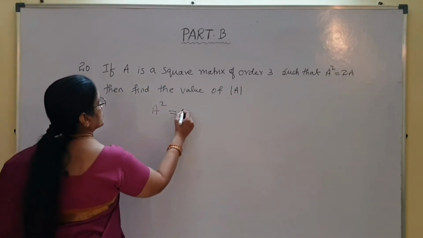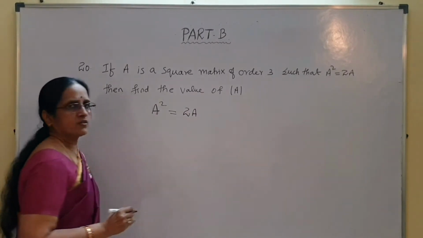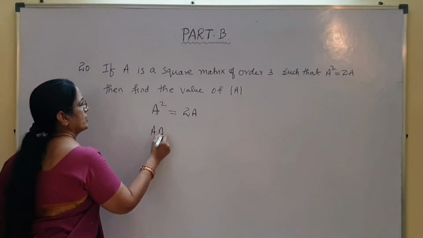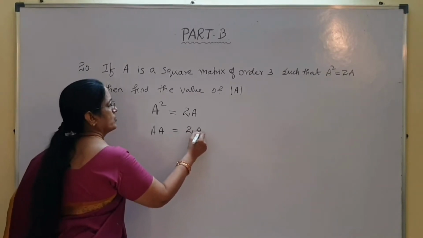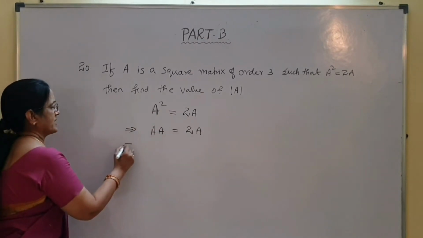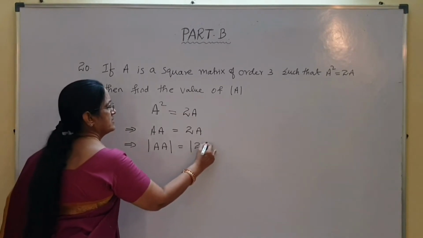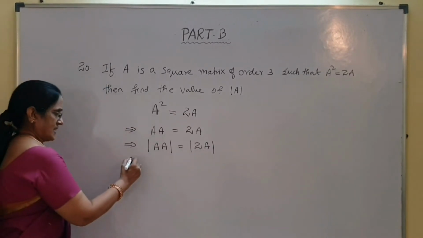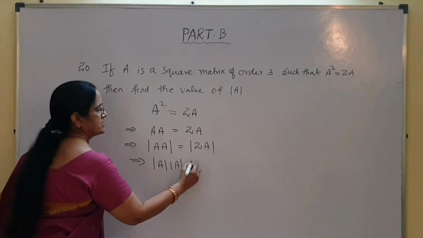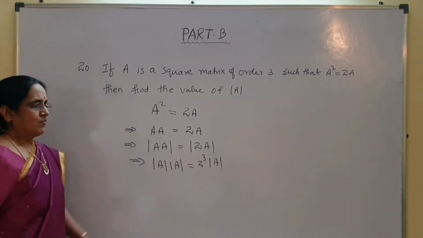A square is equal to 2A. I can write it as A into A is equal to 2A. When I take determinant on both sides, I will be getting determinant A into A is equal to determinant 2A. This is nothing but determinant of A into determinant of A, which is equal to 2 cube into determinant of A. What is the reason?